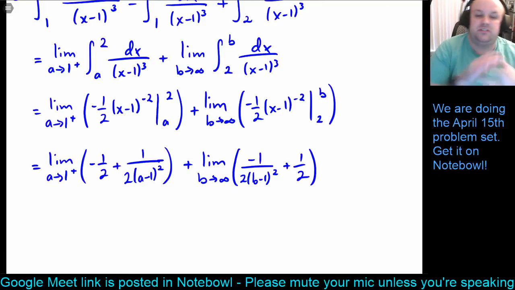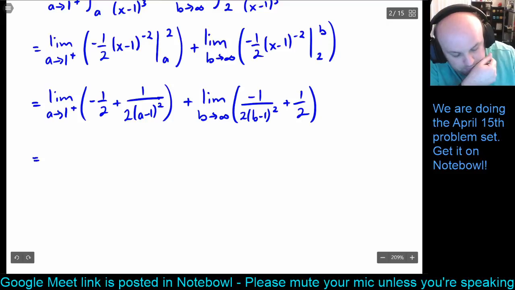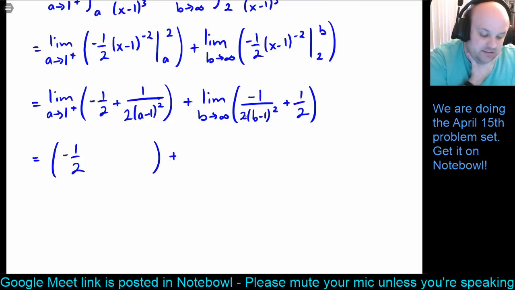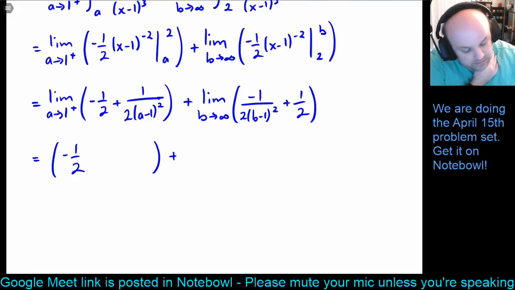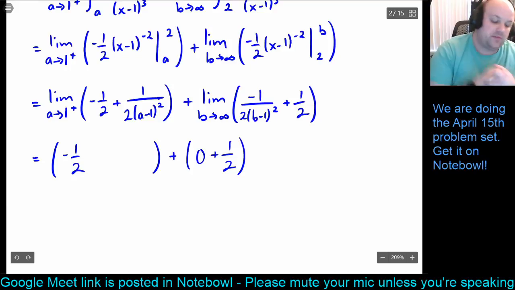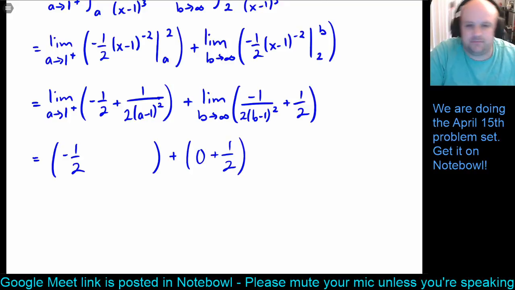All right, so now the question is, what happens at these two limits? So here, this first one, this negative 1/2 is going to hang around. We'll discuss this in a second. This one here is quite easy, this limit. As b goes to infinity, this has to go to 0 because the bottom's just getting larger and larger. Right? So this is 0 plus 1/2. Now the question is, what's happening here? What is this doing as a goes to 1 from the right?